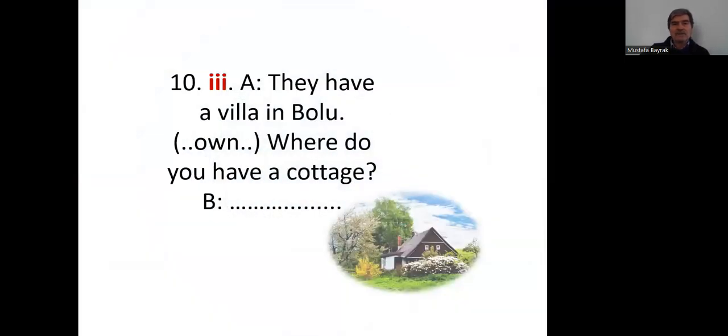Now, Roman number 3 with have. Have is also a stative verb. They have a villa in Bolu. They own a villa in Bolu. Where do you have a cottage? I have a cottage in Brussels. I have a cottage, or I own a cottage in Brussels.